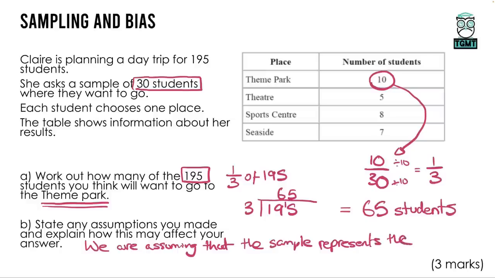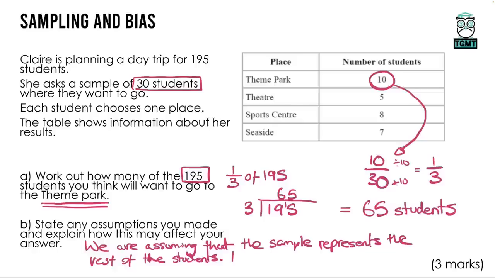Now it says here, how might it affect your answer if our assumptions essentially are not correct? So if we are assuming that the sample represents the rest of the students, of course there is a scenario where it doesn't. It might be that they are the only 10 people that want to go to the theme park, and then of course our answer would be a lot lower. It might be that everybody else outside of those 30 wants to go to the theme park. The two extremes there, but that would mean a lot more would want to go to the theme park.